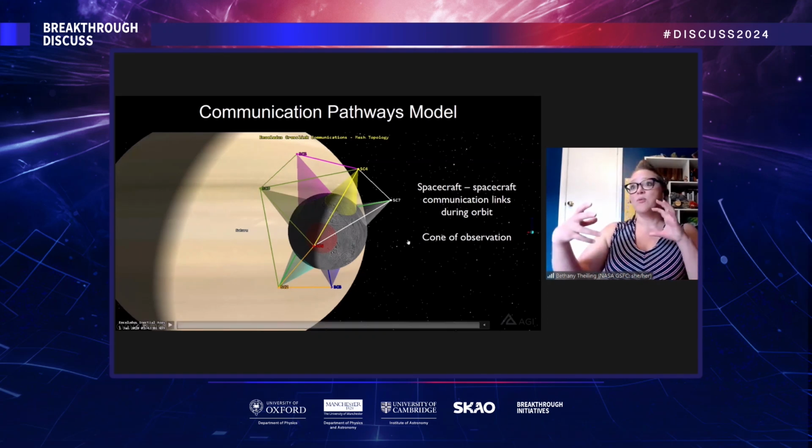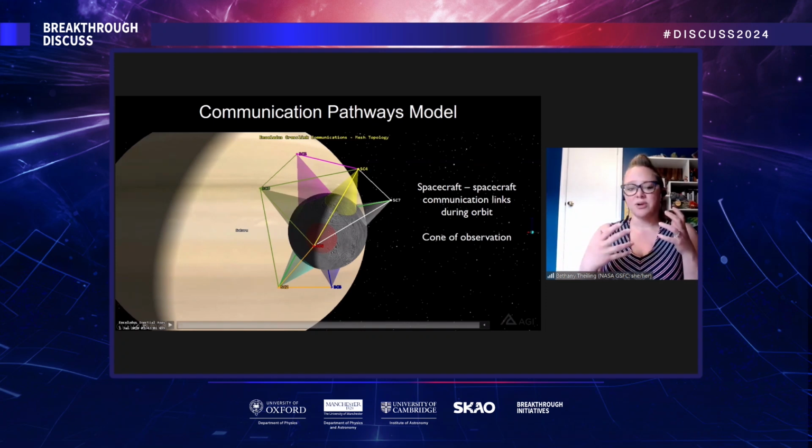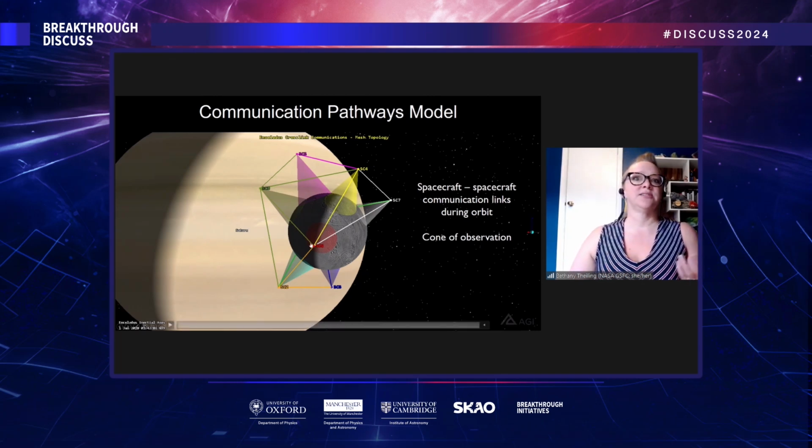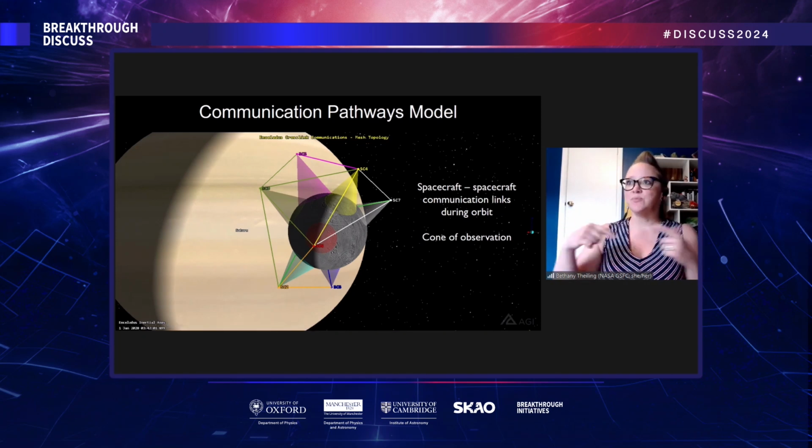What we also realized we needed to do is model the communication pathways. Because if you're going to have an intelligent constellation that can respond to something in real time, then you need to figure out when and how the spacecraft can communicate with each other. If this were working, you would see those spacecraft orbiting and how their communication pathways change.